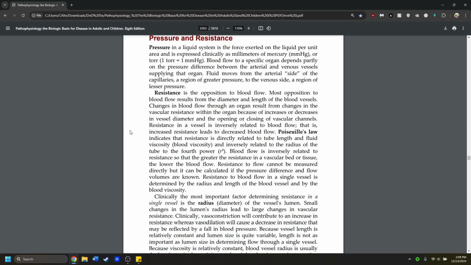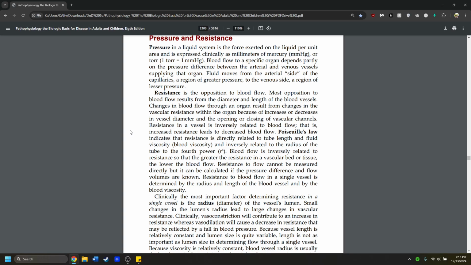Pressure in a liquid system is the force exerted on the liquid per unit area and is expressed clinically as millimeters of mercury, or torr. One torr is the same as one millimeter of mercury. Blood flow to a specific organ depends partly on the pressure difference between the arterial and venous vessels supplying that organ. Fluid moves from the arterial side of the capillaries, a region of greater pressure, to the venous side, a region of lesser pressure.